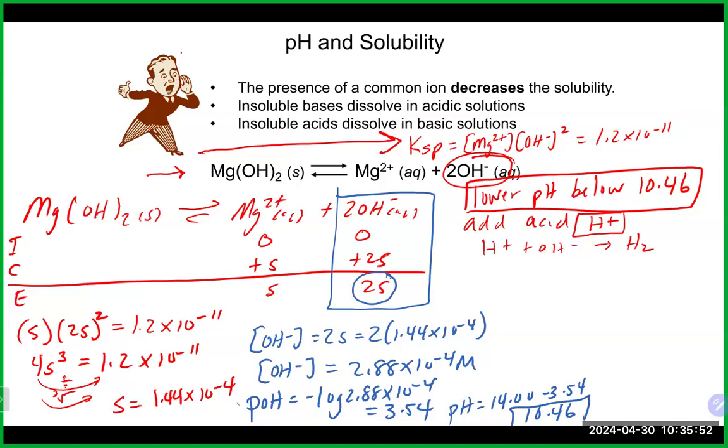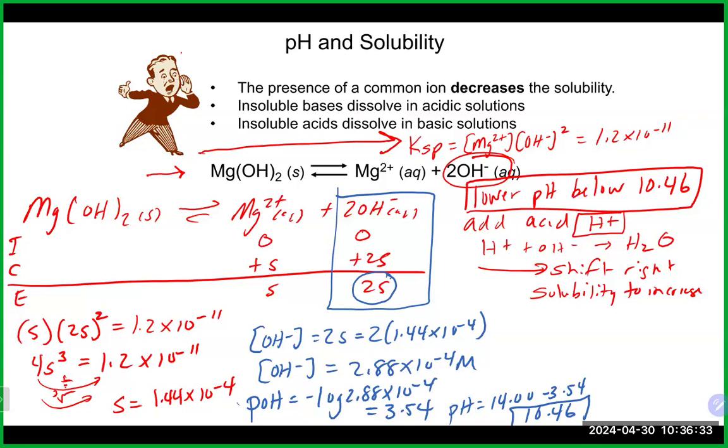Would that increase or decrease the solubility here? It would increase it, right? Because it's shifting to the side that has ions in it, right? So by lowering the pH, we will cause this equilibrium actually to shift to the right because we will essentially be removing hydroxide ions by adding H plus, which will make water, not H2, it will make water. And that will cause the equilibrium to shift to the right. And it will cause the solubility to increase.